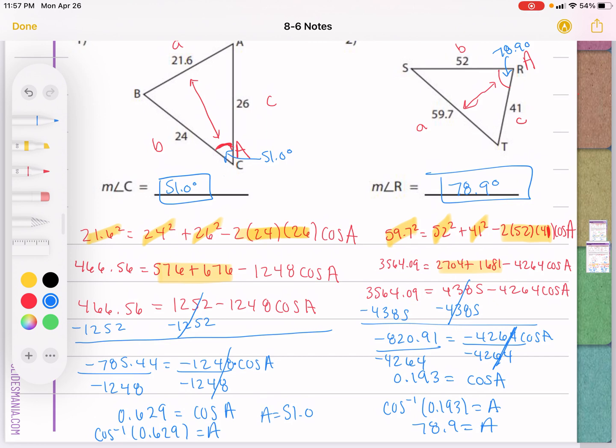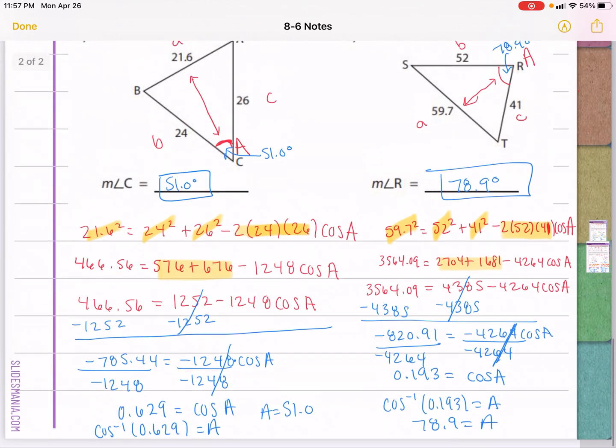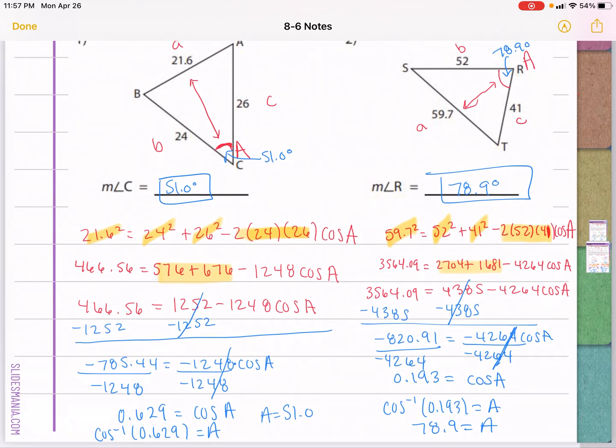So we're using the same formula as the previous lesson. The only difference is this time, what you're solving for is not by itself on one side of the equation. So at some point, you're going to have to start moving stuff over and solving.